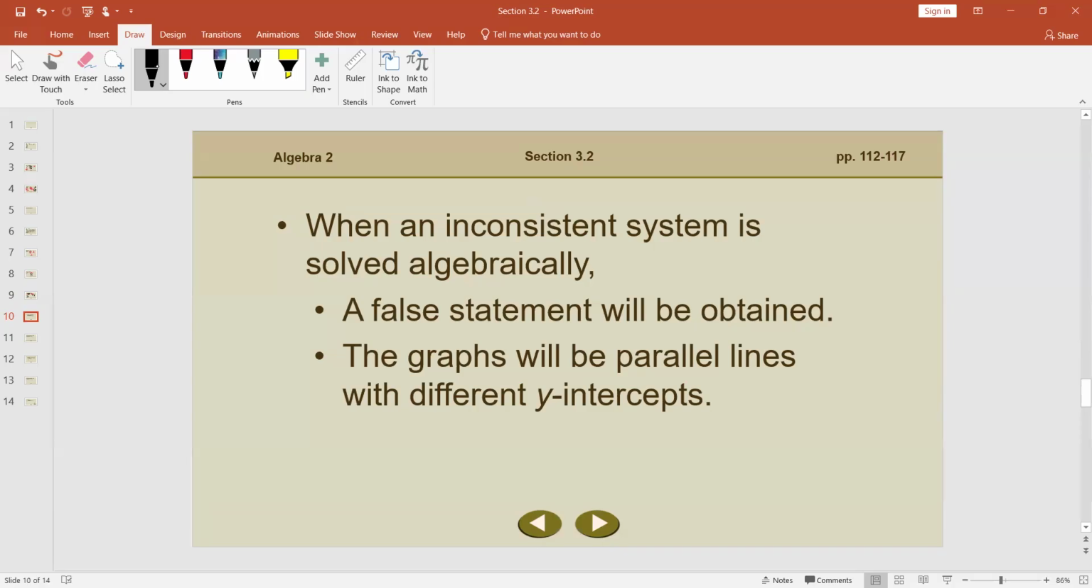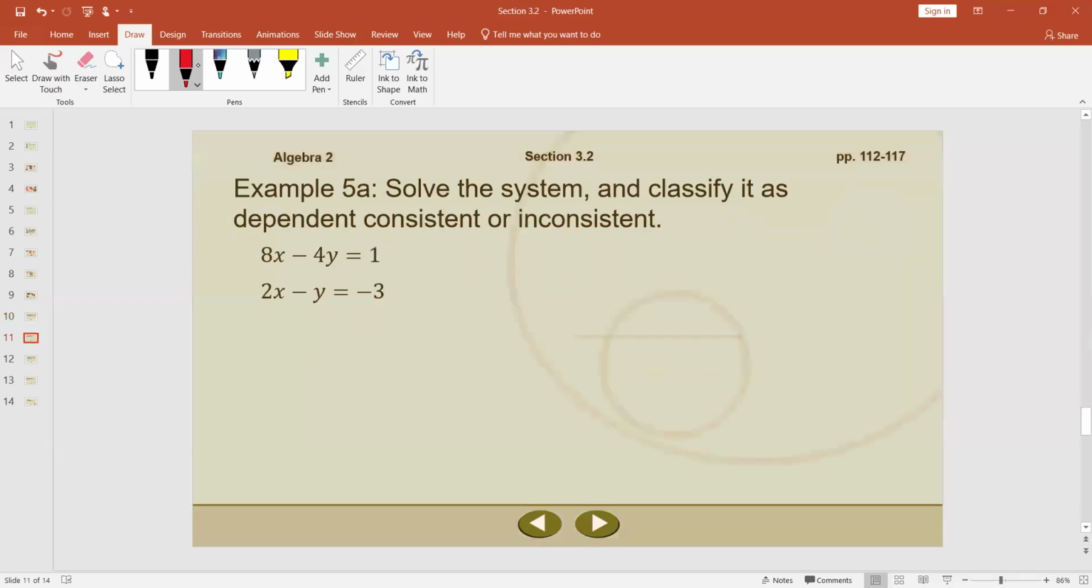algebraic solutions look like when you have an inconsistent system? Remember, when we have inconsistent systems, that means they don't share any solution. They end up being parallel lines, so they never intersect, they never overlap in any way. So they're not going to share a solution. What that means is when you solve it algebraically, you end up with a false statement. And that's going to indicate the graphs are parallel lines with different y-intercepts. It's an inconsistent system. So let me show you what that looks like algebraically.